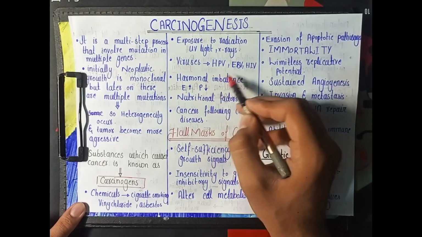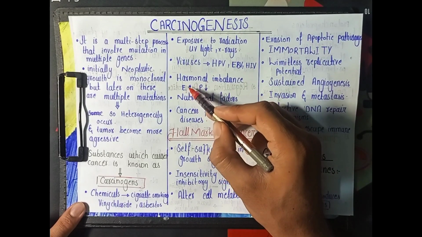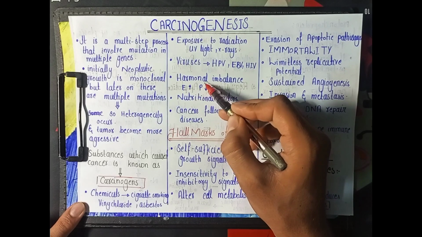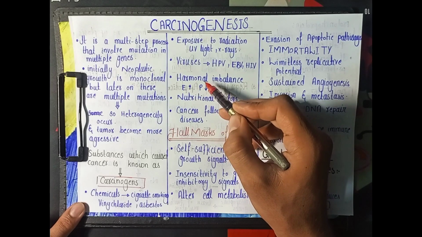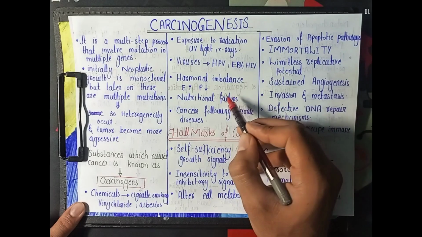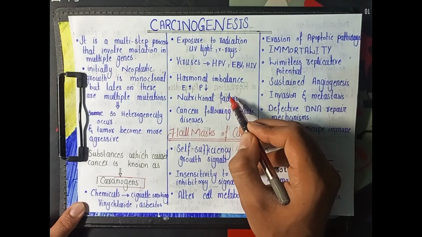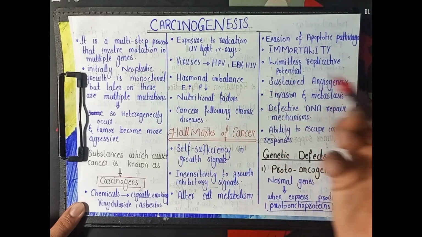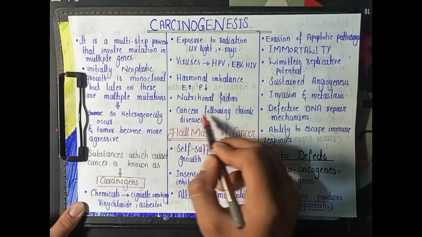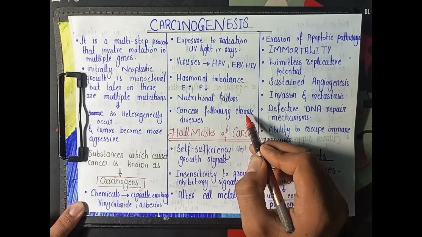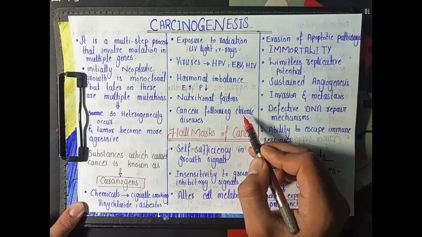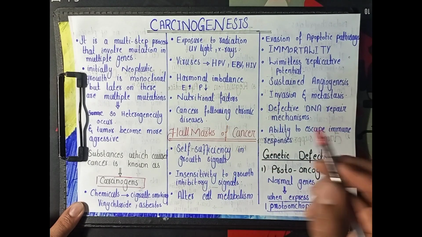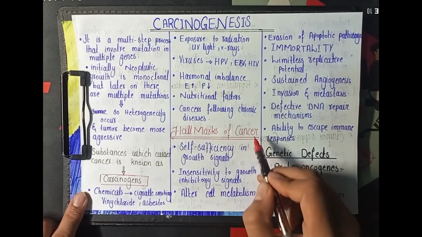The next one is hormonal imbalance, like excessive exposure to estrogen and decreased activity of progesterone. They lead to endometrial carcinoma or breast carcinoma. Similarly, nutritional factors like a diet rich in fats and having low fiber content lead to colonic cancer. And similarly, cancer can also occur because of chronic and long-standing inflammation like chronic gastritis leading to gastric carcinoma. अब बात करते हैं about the hallmarks of cancer.